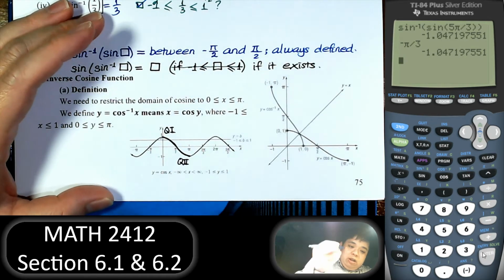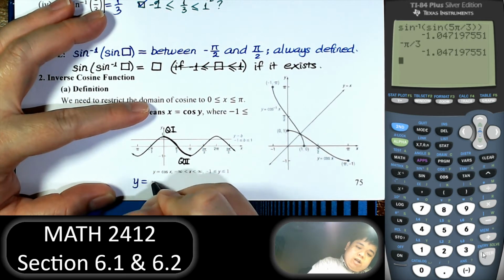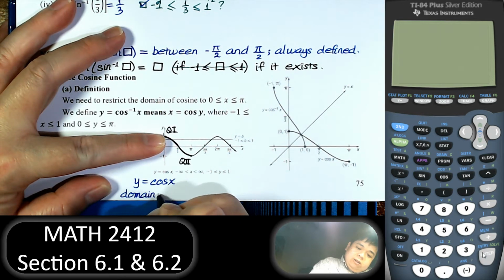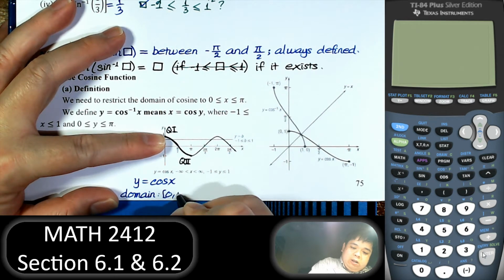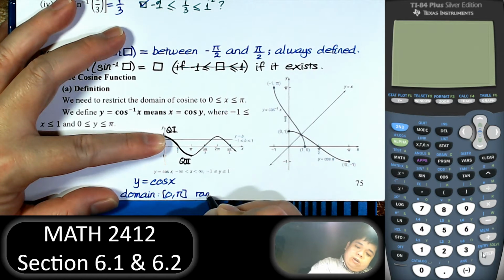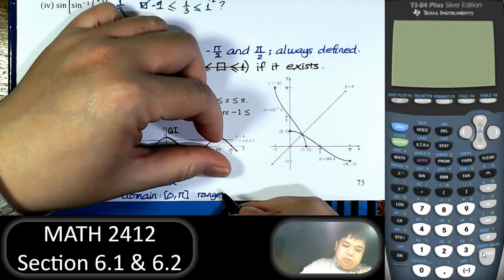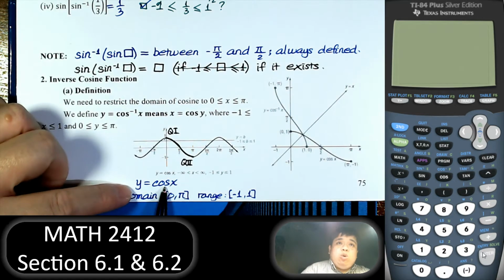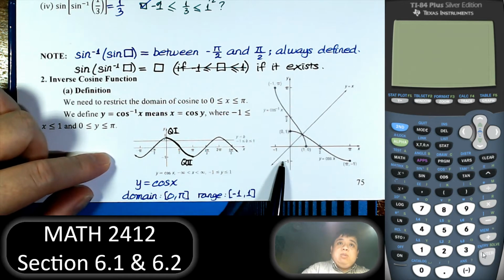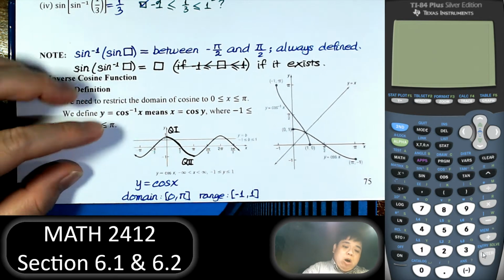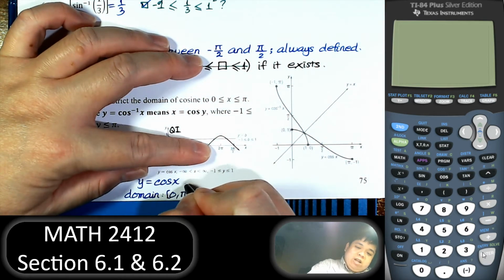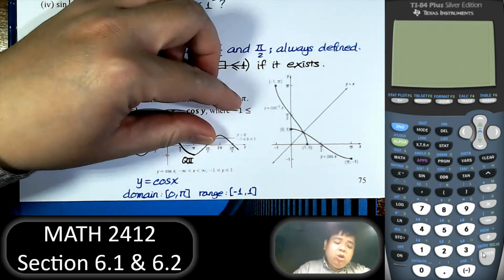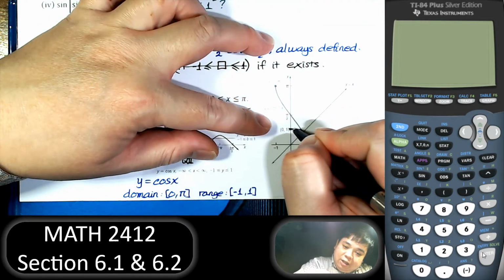So I will write down for y equal to cosine of x. The domain is from 0 to pi. The range is from -1 to 1. Of course, the domain of cosine of x in general is all real numbers, but we restrict this so it will be 1 to 1. Of course, that function is 1 to 1, and only a 1 to 1 function has an inverse. Right, so we have y equal to cosine of x. Talking about this one.